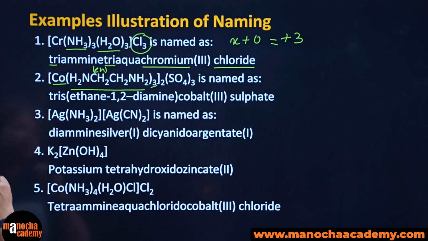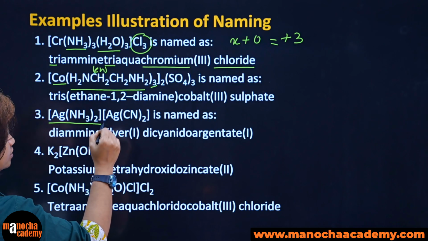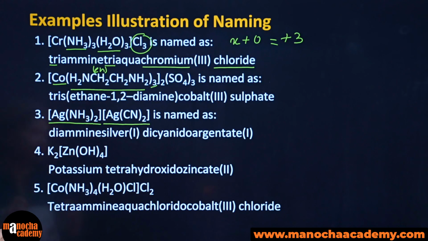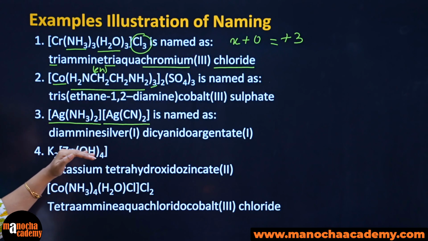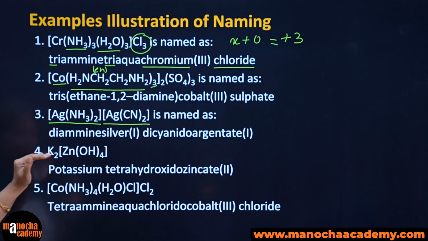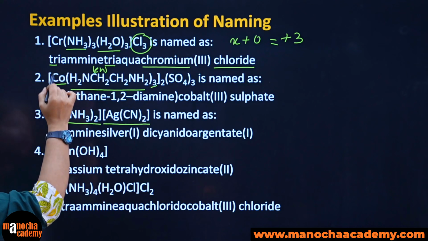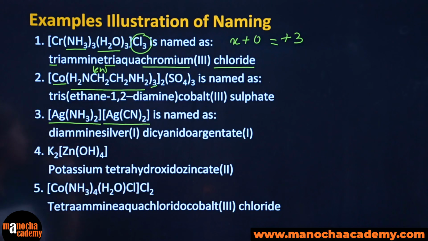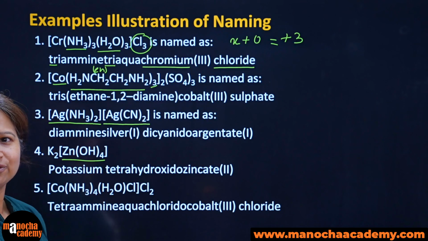Next, this one. Now, this is a bit complicated. Why complicated? You see, this part is a coordination sphere, and this part is also a coordination sphere. Before I do this, I'll do number 4 first, and you'll get to know better why. What's the difference of 4 from the 1 and 2 we discussed? In 1 and 2, the coordination sphere was cationic. But in number 4, the coordination sphere is anionic. There is a small change in nomenclature here.